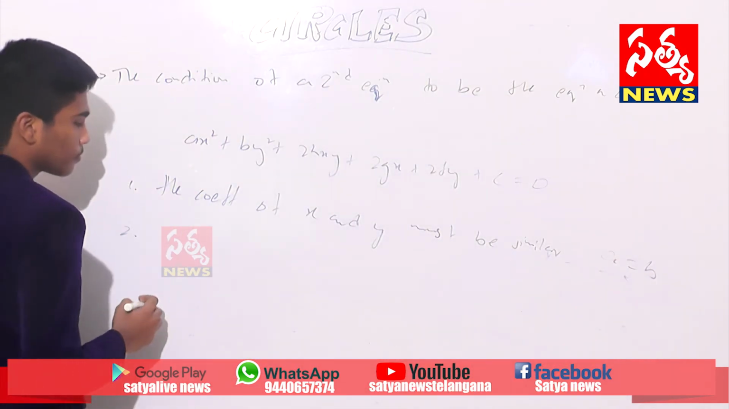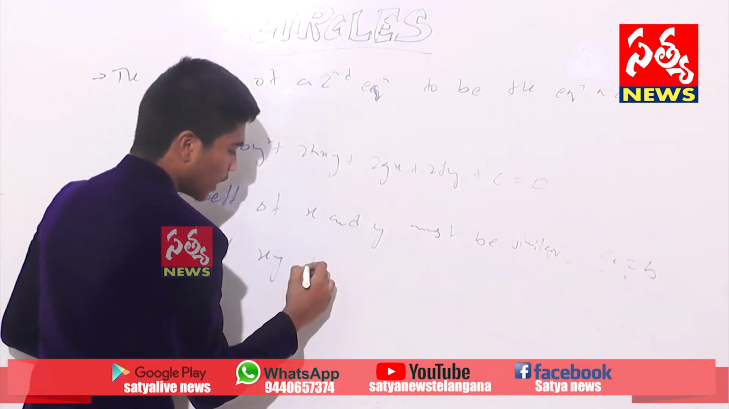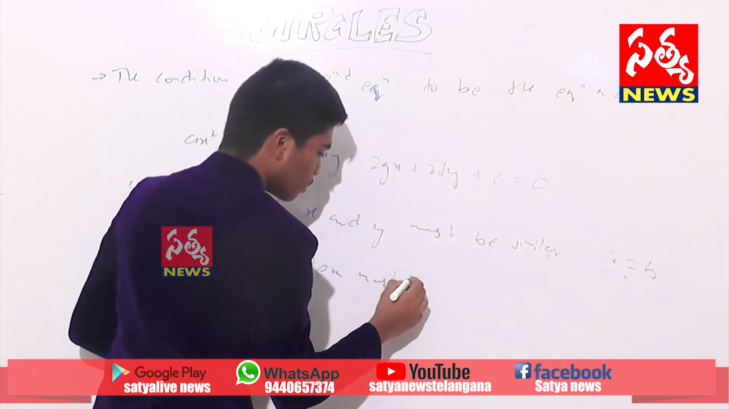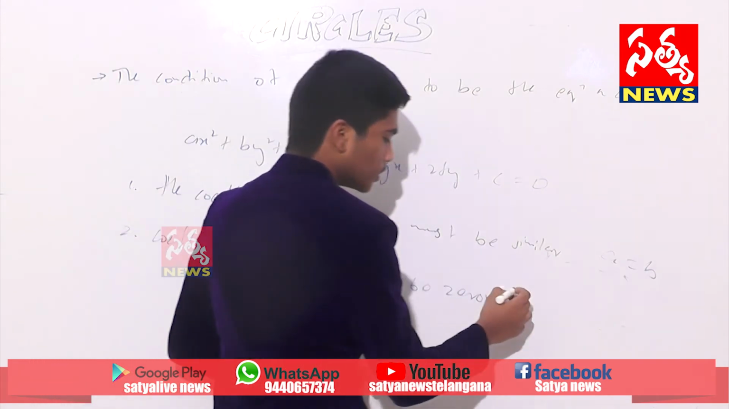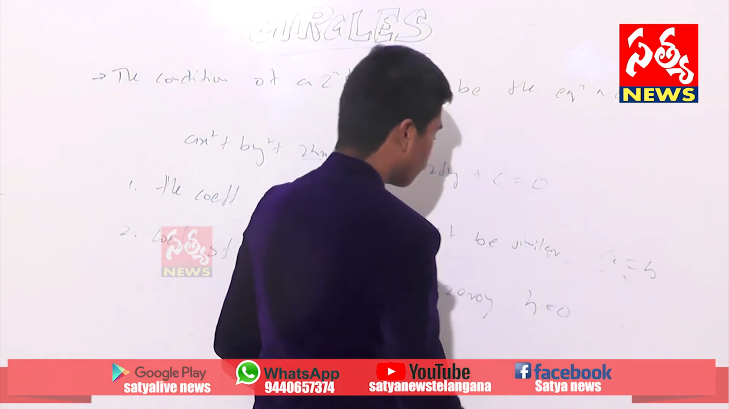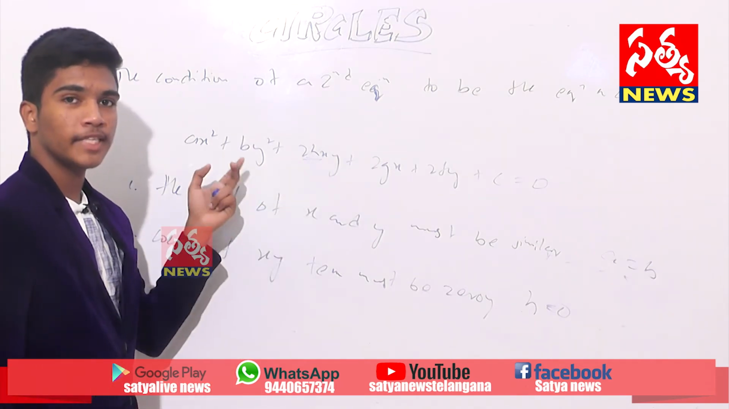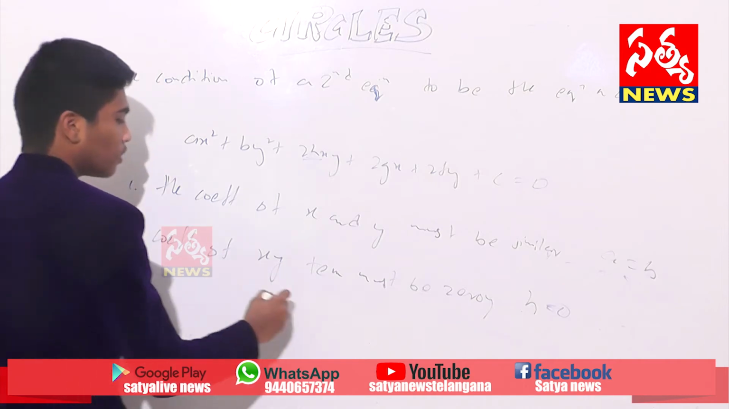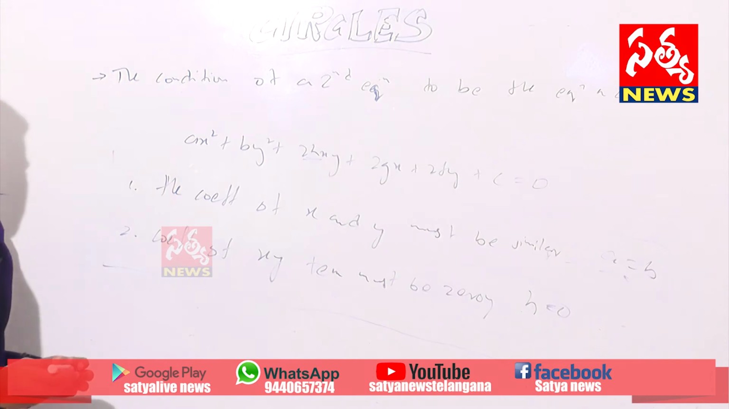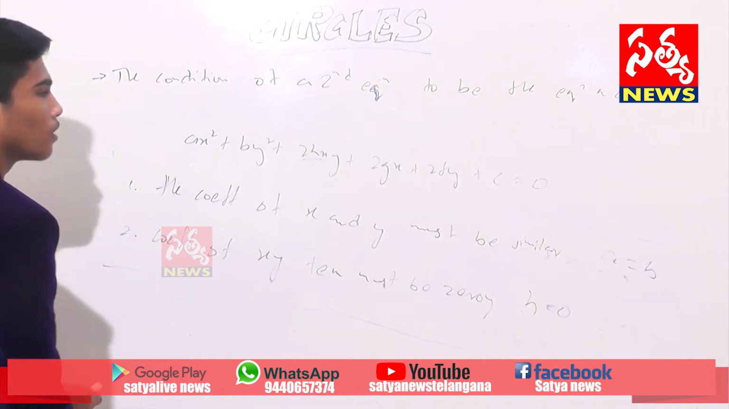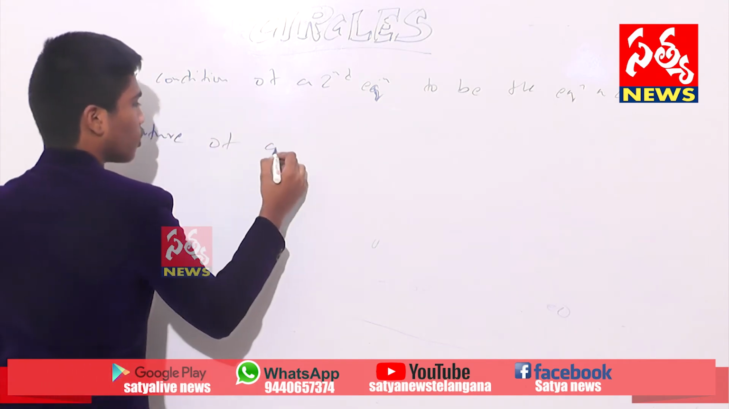The second one, the coefficient of the xy term must be 0, which means 2h must be 0, or else h must be 0. There must not be any xy term in the equation. Whenever these two conditions are satisfied, then only a second degree equation is said to be an equation of a circle. Okay, and the next is the nature of a circle.